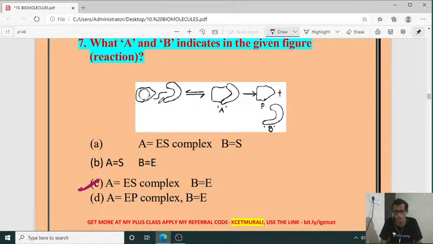So here we can observe the substrate combines with the enzyme. Enzyme plus substrate gives the enzyme substrate complex, that is A. Then after the reaction it will give product and free enzyme. B refers to free enzyme. Okay, so the right answer is C. You are right, Saurabh. Yes.